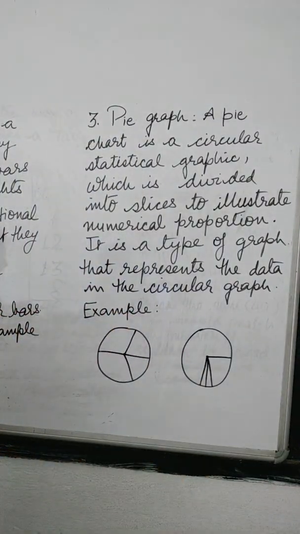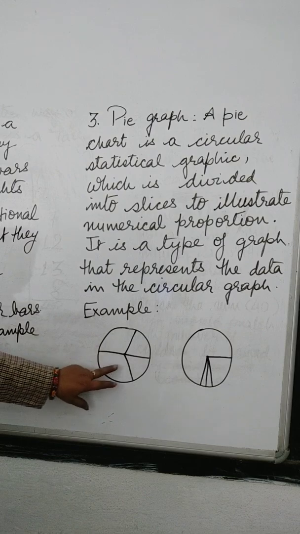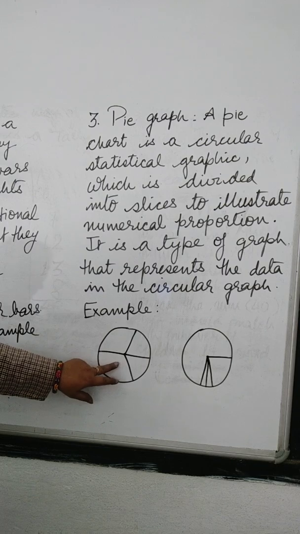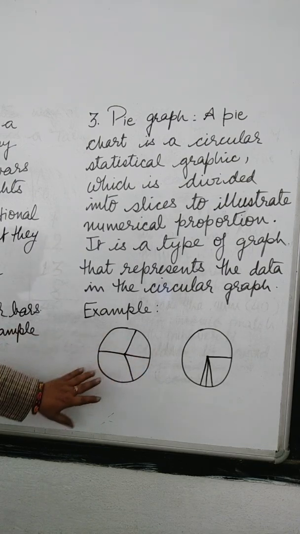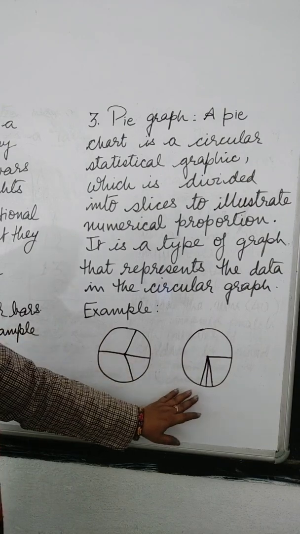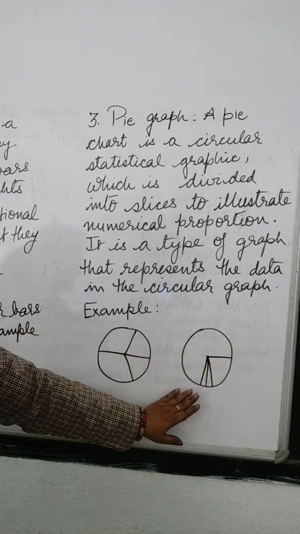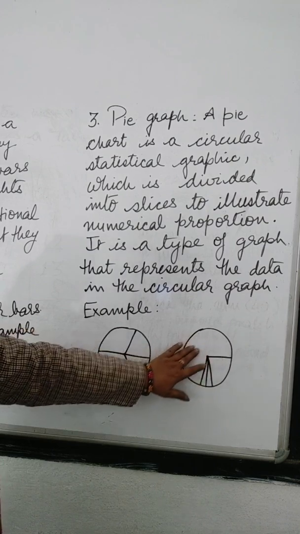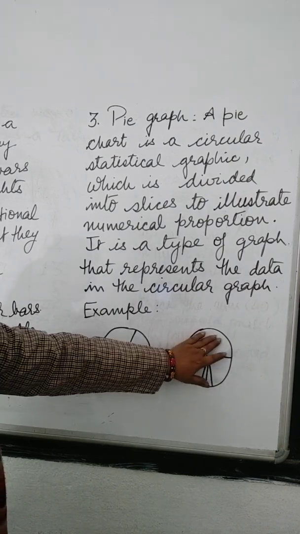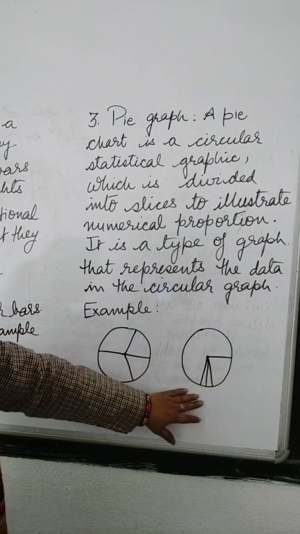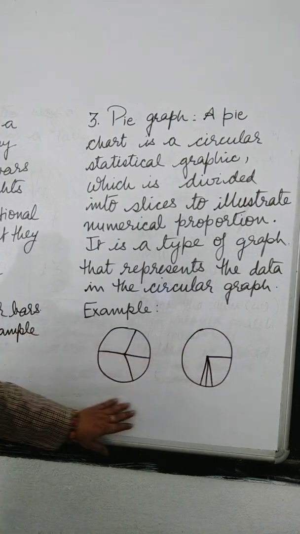Then we have the third type of graph known as pie graph. A pie chart is a circular statistical graphic which is divided into slices to illustrate numerical proportion. It is a type of graph that represents the data in a circular graph. For example, this is a circle and these slices represent the data sizes of this graph. Same here, and this I have drawn from, you remember, science, the components of air. So this is 78% of nitrogen, then 21% of oxygen and the remaining gases. So this is how we represent the pie graph.